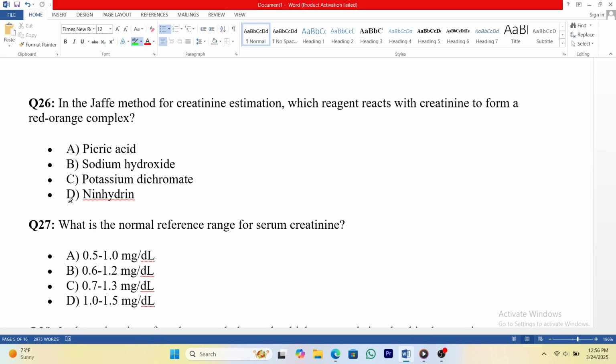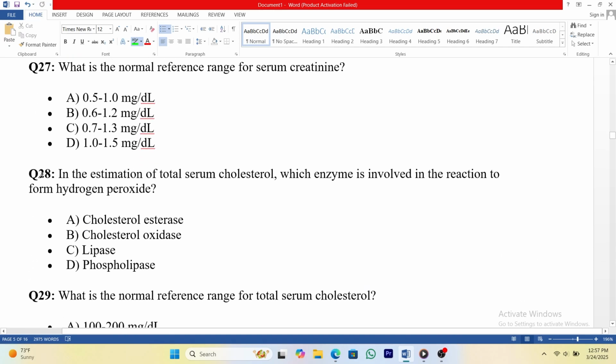26. In the JAF method for creatinine estimation, which reagent reacts with creatinine to form a red-orange complex? A. Picric acid. B. Sodium hydroxide. C. Potassium dichromate. D. Ninhydrin. Answer: A.